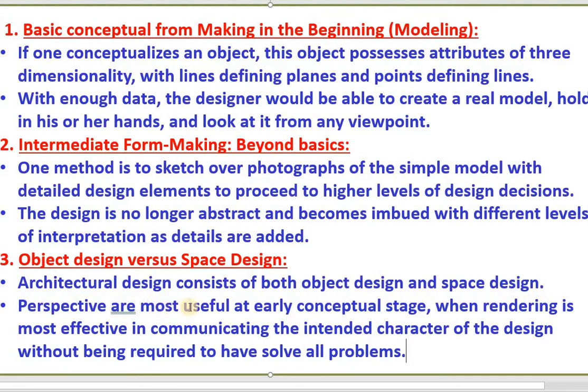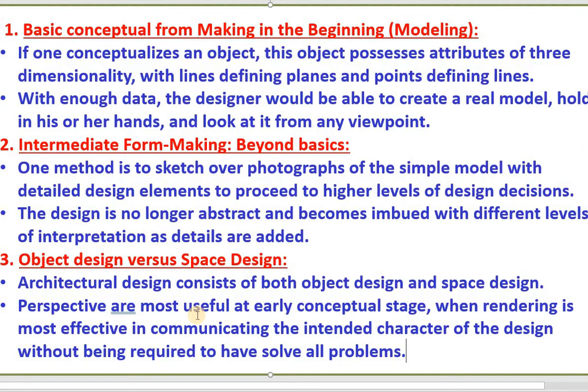Perspectives are most useful at the early concept stage, when rendering is most effective in communicating the intended characteristics of a design without being required to solve all the problems. So perspectives are most useful when you look at different aspects of the project. It can help you think more about the meaning of the project from a very early stage, when rendering is effective for communicating.